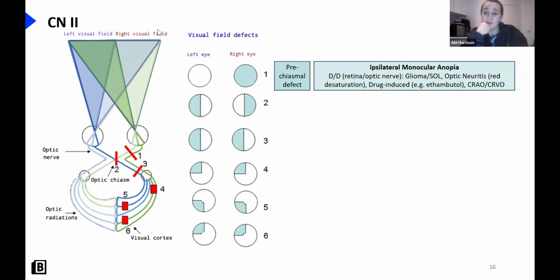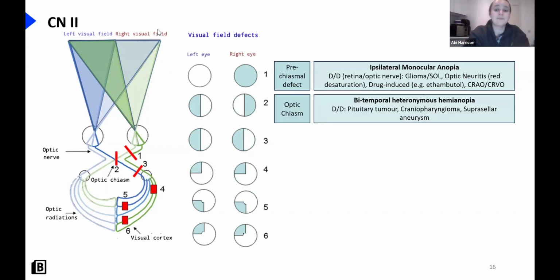Or you could get central retinal artery occlusion or central retinal vein occlusion, which essentially means that you're not supplying your retina with the blood that it needs to be able to work properly, to be able to see.